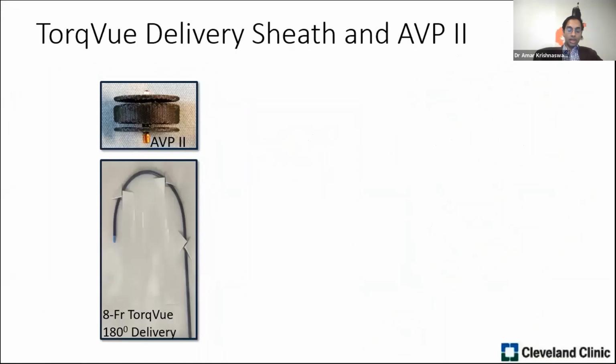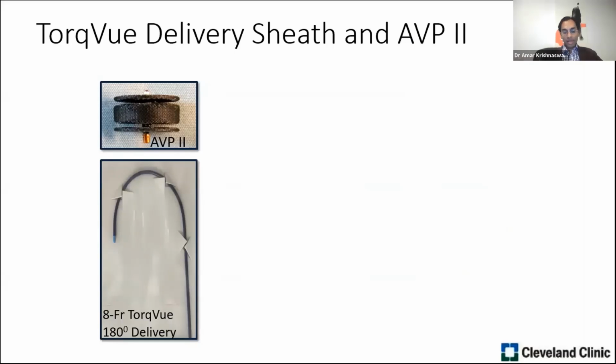We then like to deliver most commonly the AVP2 device. Of course, outside of US operators often like to use the AVP3. That's not something that we have available currently in the United States. So we tend to default to the AVP2 device, and we usually deliver this via the 180-degree TorqVue.